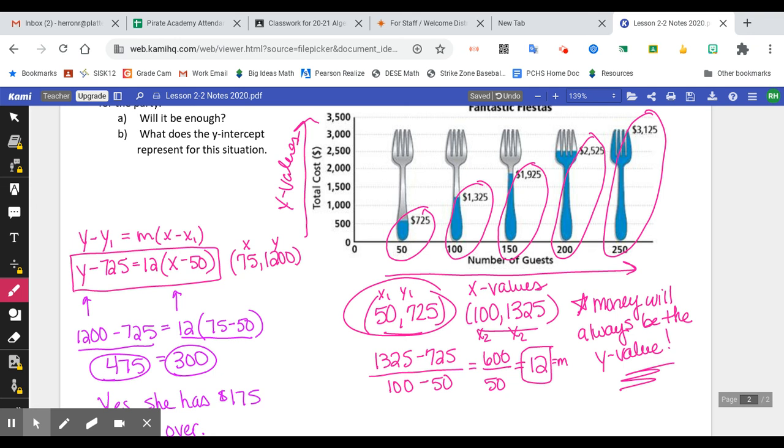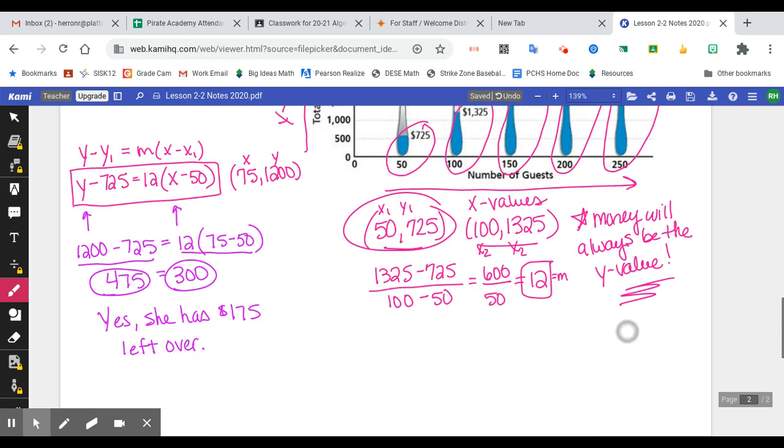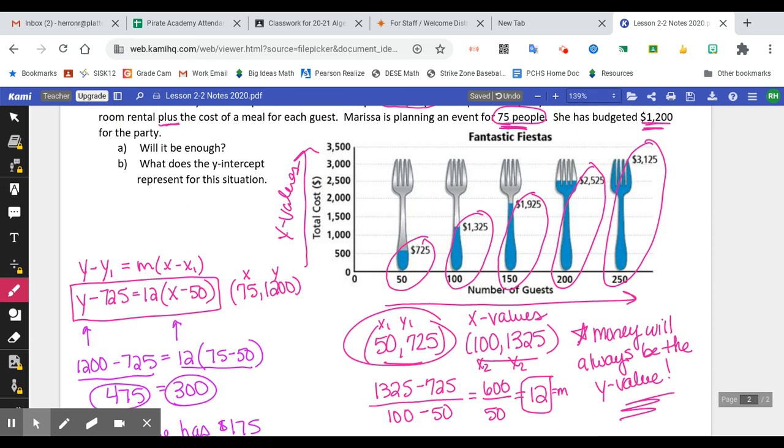The y-intercept in this situation represents where it starts, so it would be the total cost at 0. Okay. All right. Let me know if you have questions.